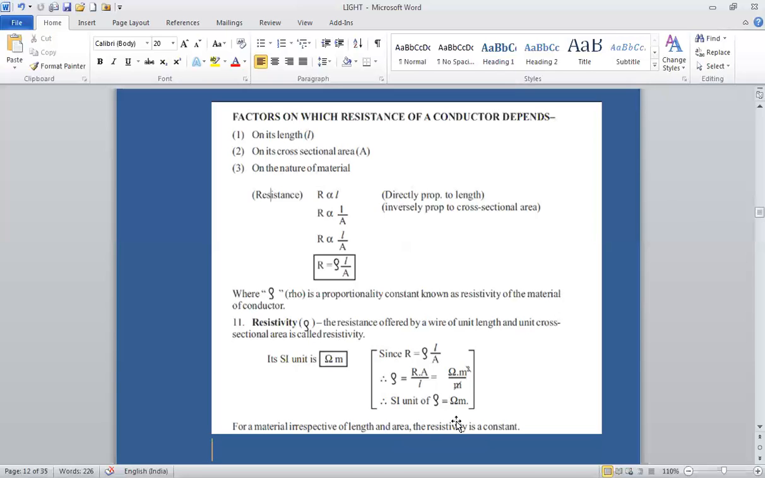Conductors are materials with low resistivity because they easily allow electricity to flow through them. So conductors are materials with low resistivity. Insulators are materials with high resistivity.